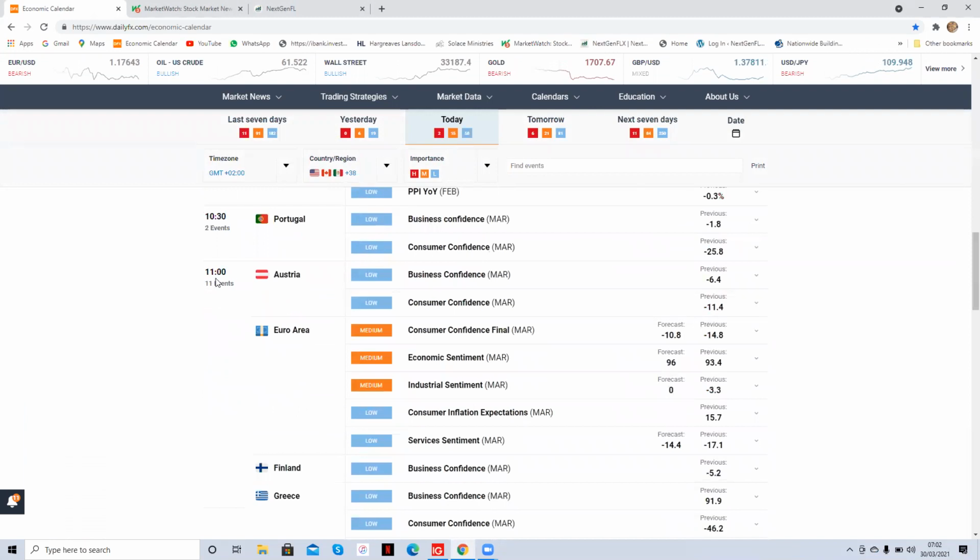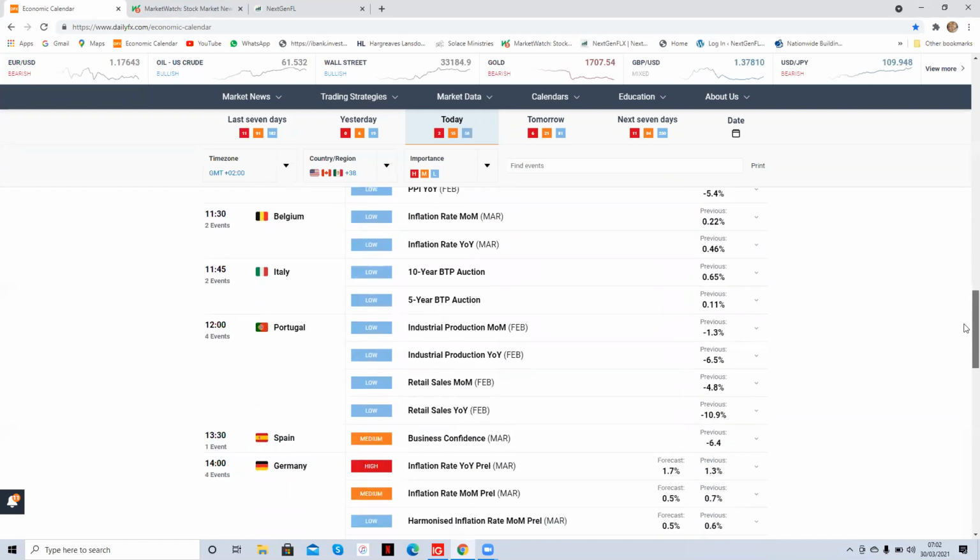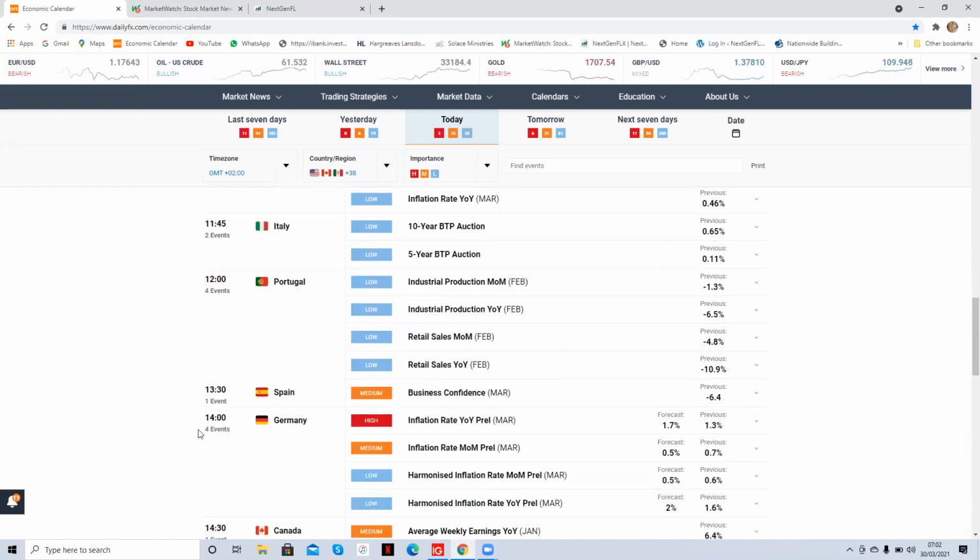You can see at 11 in the morning we have a couple of reports of medium importance from the Euro area. And then at 2 o'clock, again, this is GMT plus 2, Rwandan time, we have the Germany inflation rate report. So the first report of high importance today is the Germany inflation rate report at 2 o'clock.